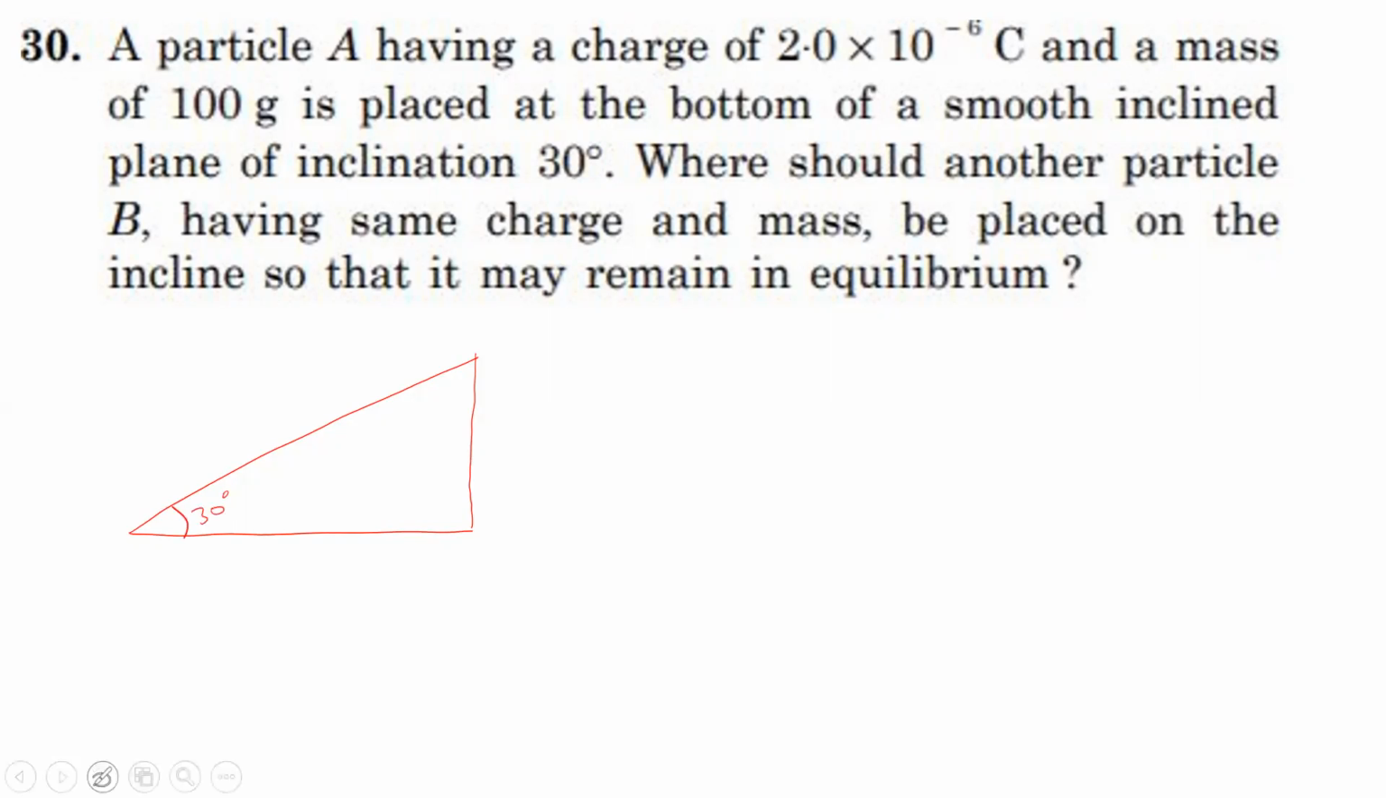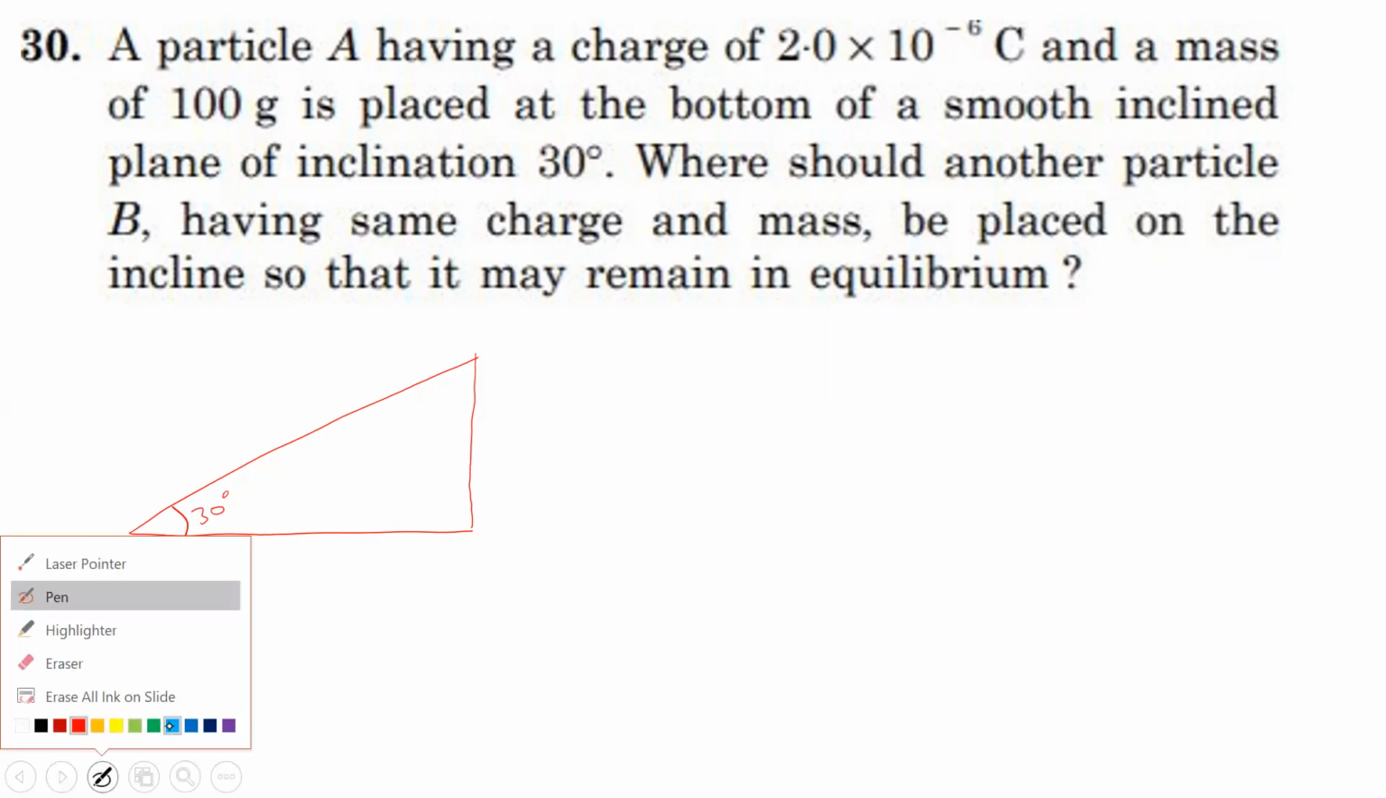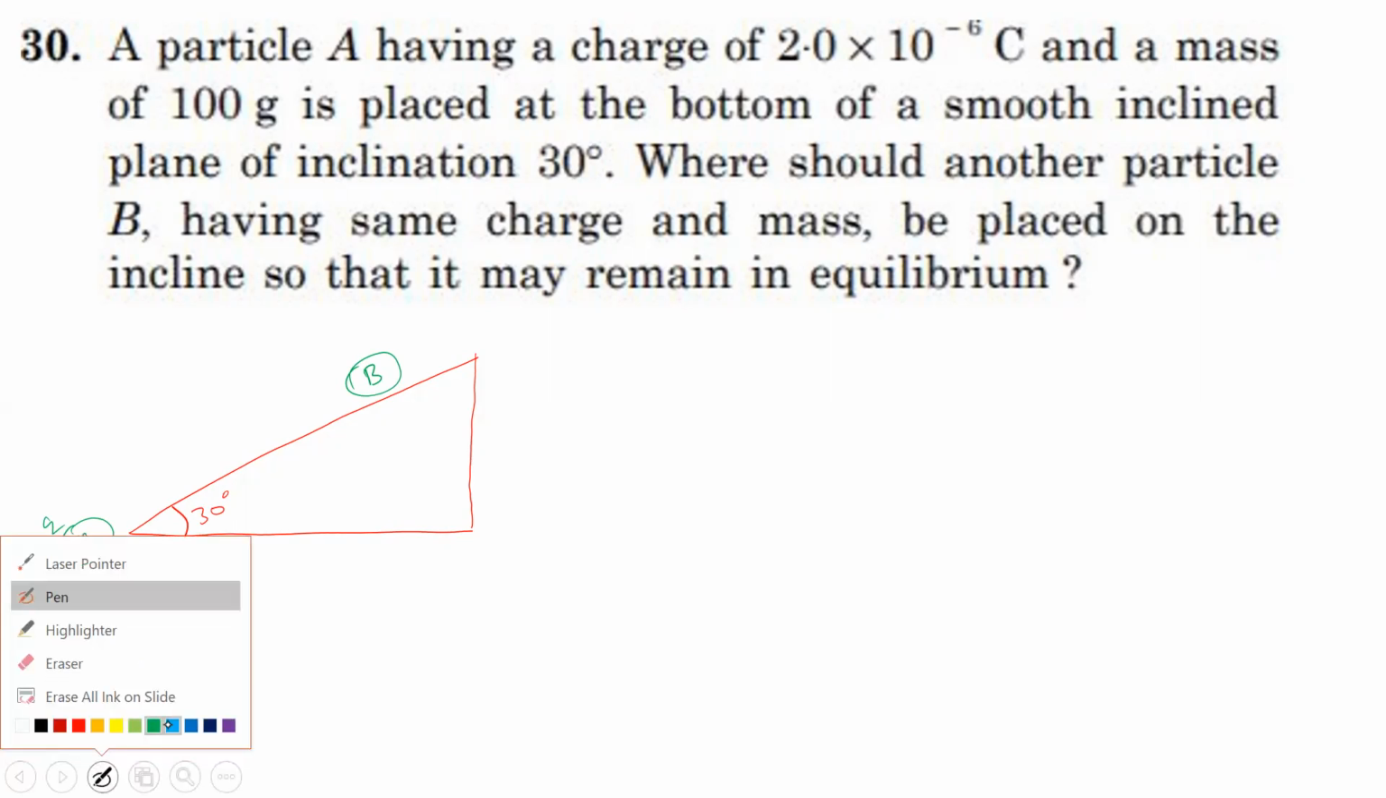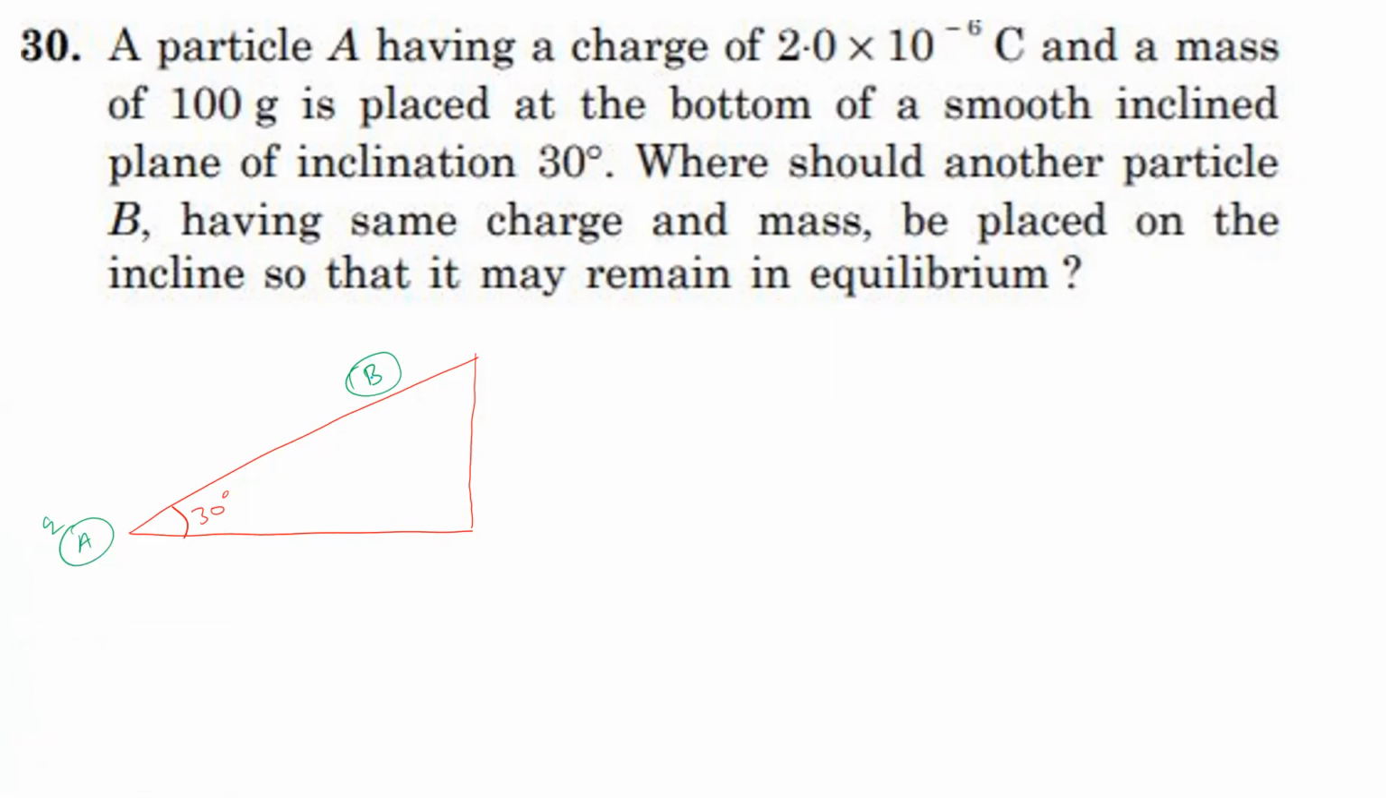Now we are taking two charges. The first charge is charge A, placed at the bottom, and charge B we have to place at a certain distance. At what distance from the bottom should the second charge be placed? That's what the question asks. Now listen here. Mg force will be acting in the downward direction. If you resolve this mg force into two components, one perpendicular to the inclined plane is mg cos theta, because this angle is theta, and along the plane mg sin theta will be acting, the pulling force.